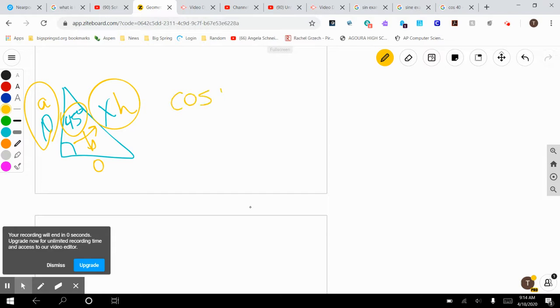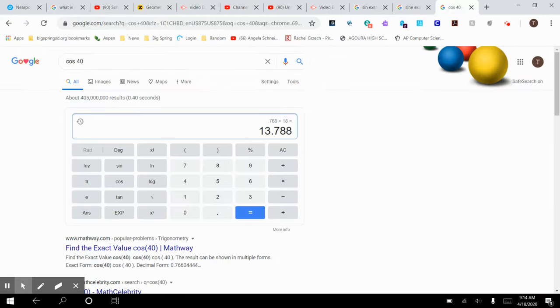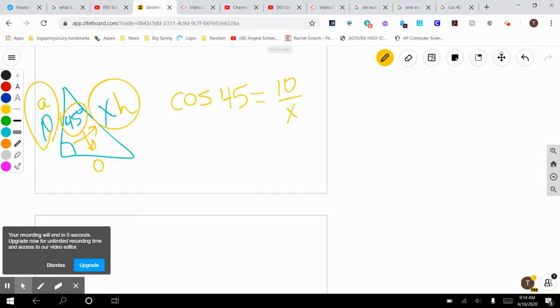So I'm going to write cosine of the angle, which is 45, equals adjacent goes on top, hypotenuse goes on bottom. So I go over here, figure out the cosine of 45 is 0.707. Okay, so 0.707 equals 10 over x. Now the part I really didn't get to last time too well is when I put this over 1, when x is on the bottom, I get 0.707x equals 10.